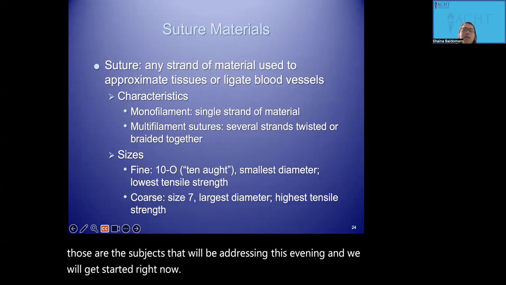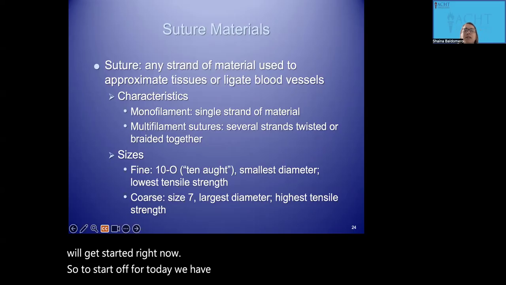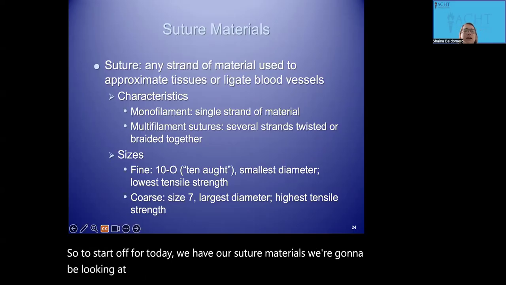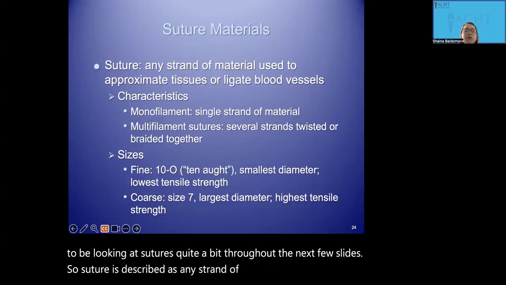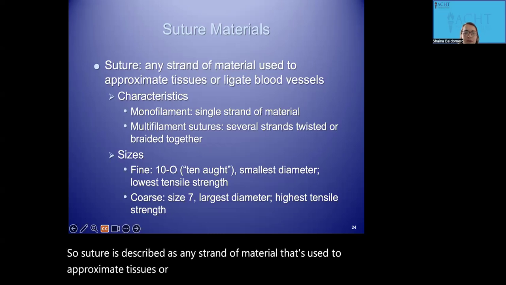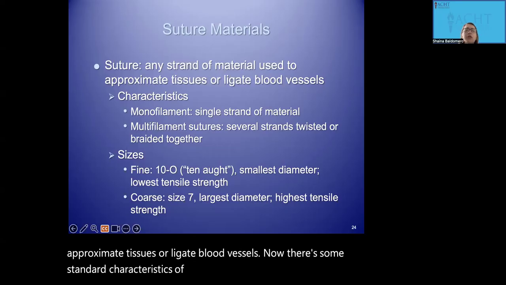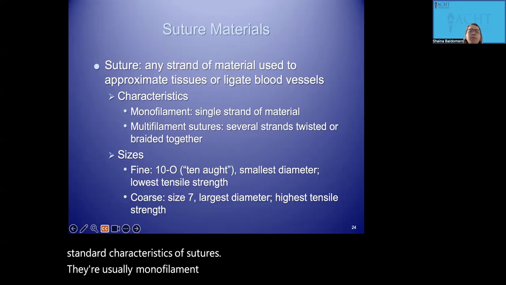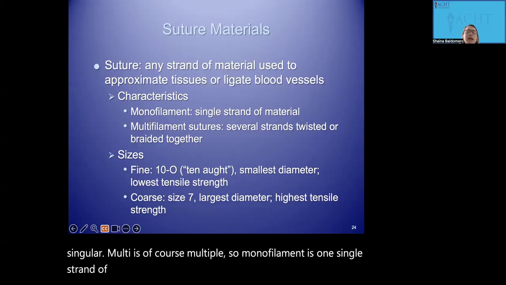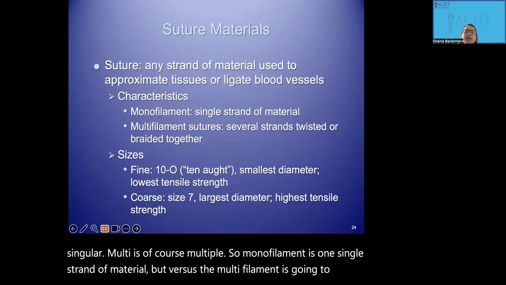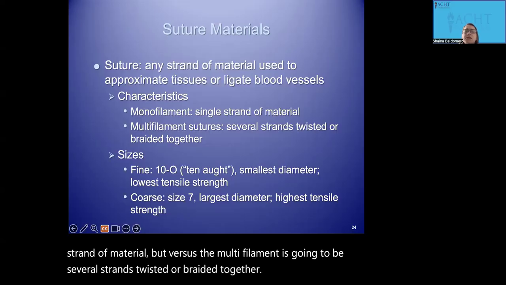So to start off for today, we have our suture materials. We're going to be looking at sutures quite a bit throughout the next few slides. So suture is described as any strand of material that's used to approximate tissues or ligate blood vessels. Now, there's some standard characteristics of sutures. They're usually monofilament or multifilament, and mono is singular, multi is, of course, multiple. So monofilament is one single strand of material, versus the multifilament is going to be several strands twisted or braided together to use as one suture.